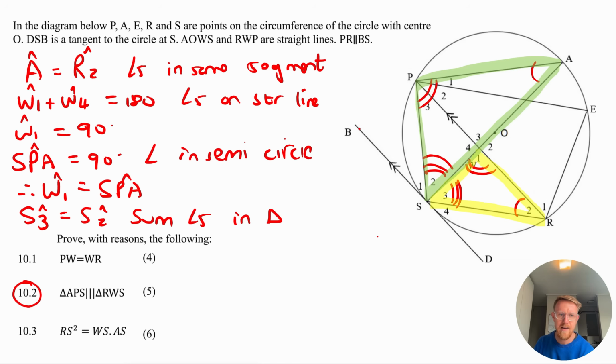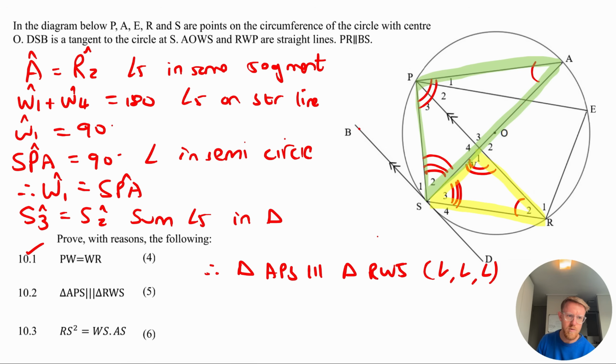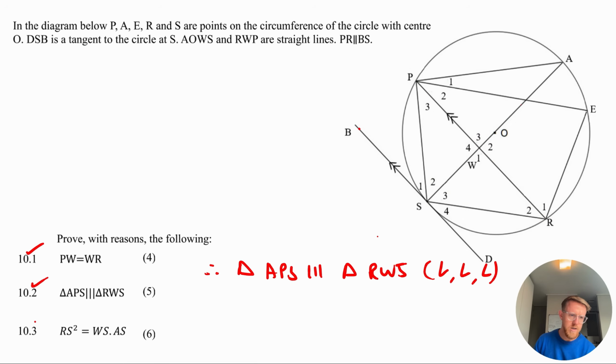So then we can say, therefore, these two triangles must be similar because of angle, angle, angle. Done. Okay, so we've done 10.1 and 10.2. Lastly, 10.3. Go and prove that.